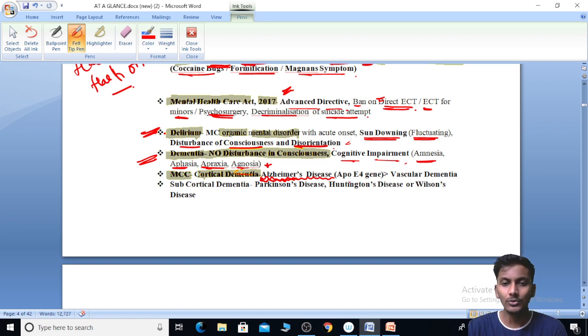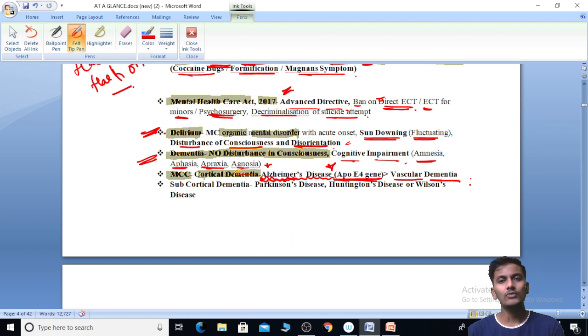It is due to mutation in the APOE4 gene. Why does Alzheimer's disease occur? Because a mutation is there in the APOE4 gene. Okay, please remember. So the most common cause of cortical dementia is Alzheimer's disease. And the second most common cause would be vascular dementia. Okay, so the most common cause of cortical dementia would be Alzheimer's disease, followed by vascular dementia.